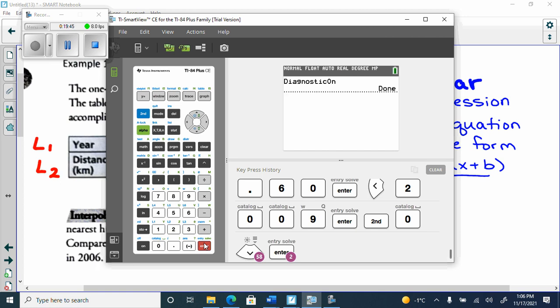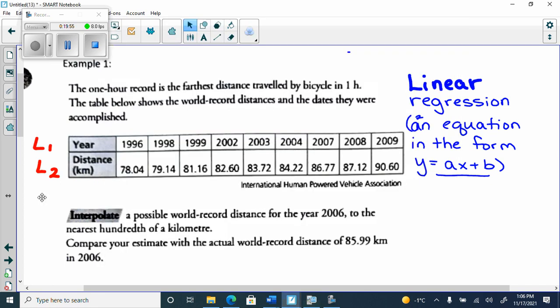Okay. C says identify the type of polynomial. In this question, it will tell you what it is. I'm telling you it's a linear regression. Or sometimes what they'll say is an equation in the form y equals ax plus b. Because an equation in the form y equals ax plus b is a linear regression, right? This is a linear equation. You need to know that that is linear. So they can either use the words linear regression, or they can say in the form y equals ax plus b, because that's linear. We agree?